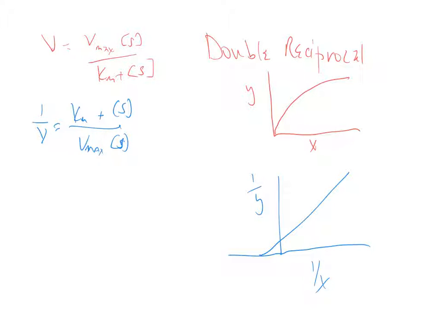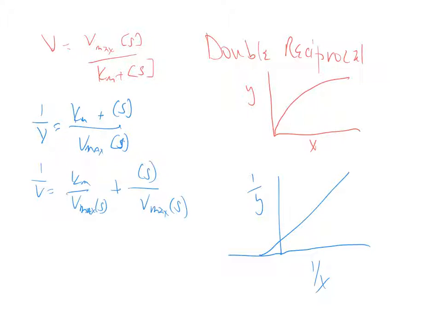Okay? And so what I mean by that is this becomes 1 over V is equal to Km over Vmax times S plus S over Vmax times S. But these are concentrations, but it's easier for me to draw parentheses than it is to draw a square bracket. So please give me that creative license there.